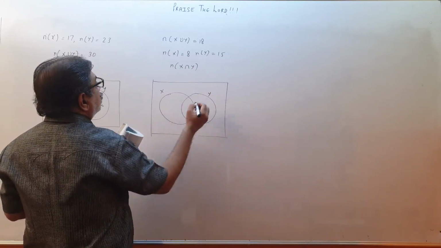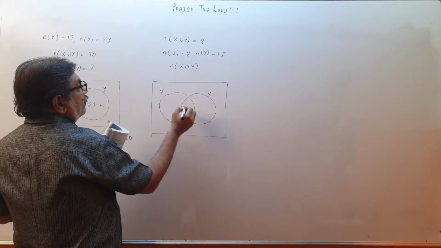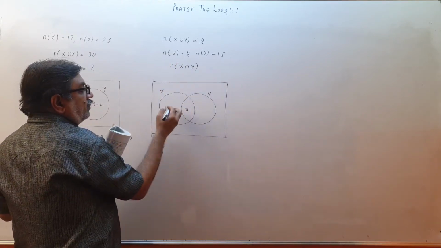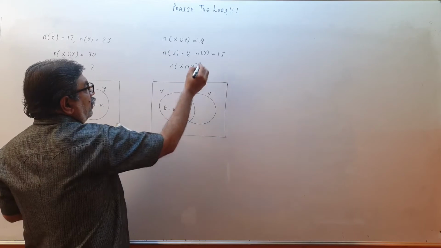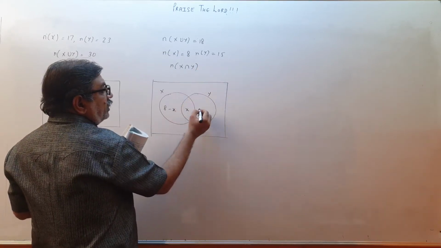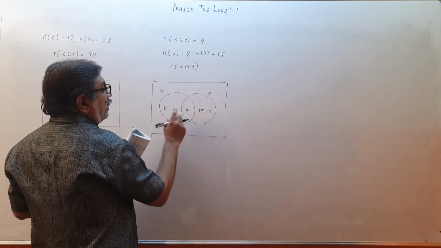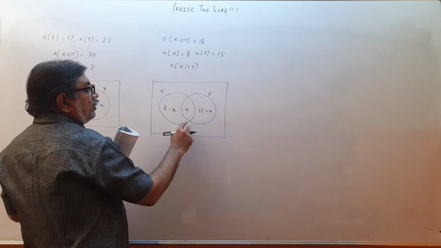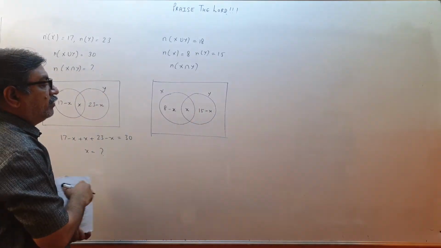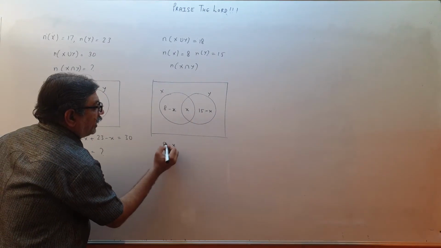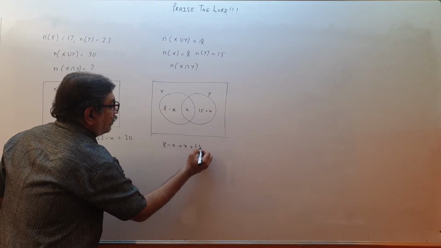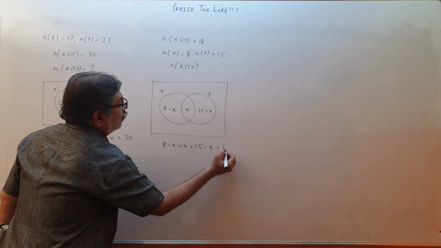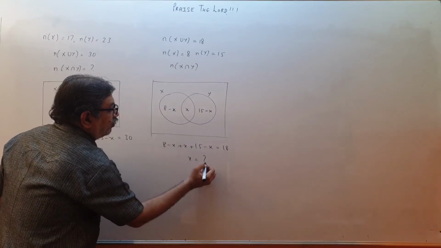X and Y. So this is supposing x. X has got 8 elements, x over here, so remaining are 8 minus x. Y has got 15 elements, x over here, so remaining are 15 minus x. And this plus this is the total union of X union Y, and that is 18. So what do I write? 8 minus x plus 15 minus x equal to 18. I come to know what is x.